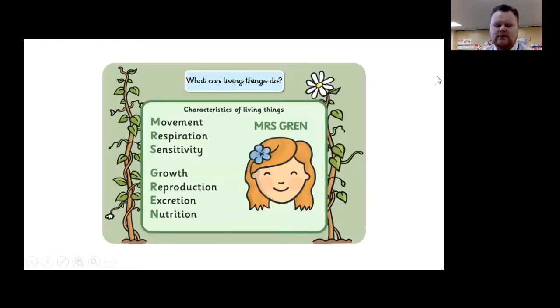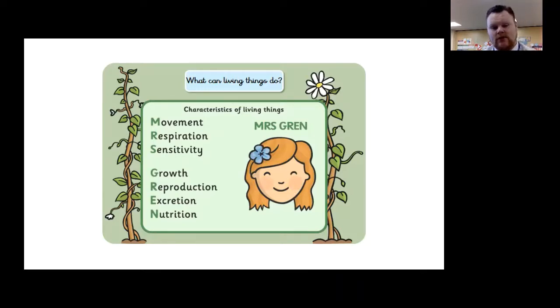Just to remind ourselves, what can living things do? So to be classified as a living thing, all living things can do 7 things. The way I remember this is through Mrs. Gren. Each one of those stands for something. Just to remind ourselves, they are movement, respiration, sense or sensitivity, growth, reproduction, excretion, and nutrition.